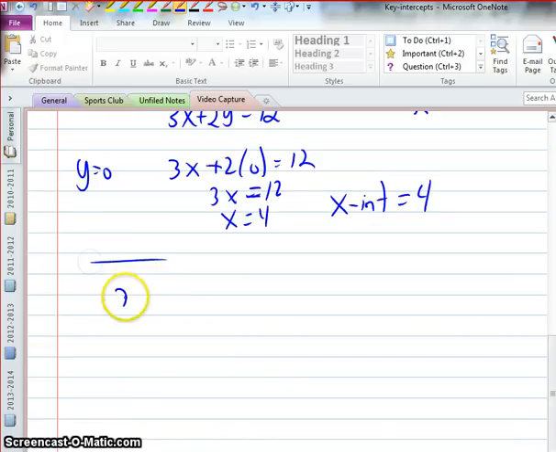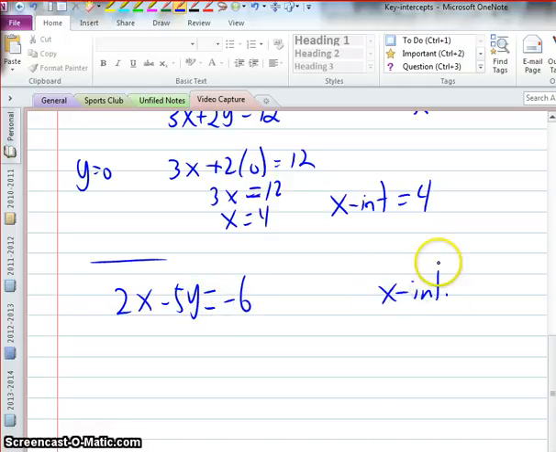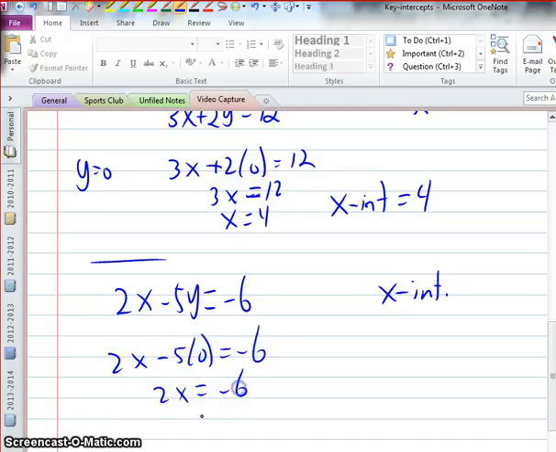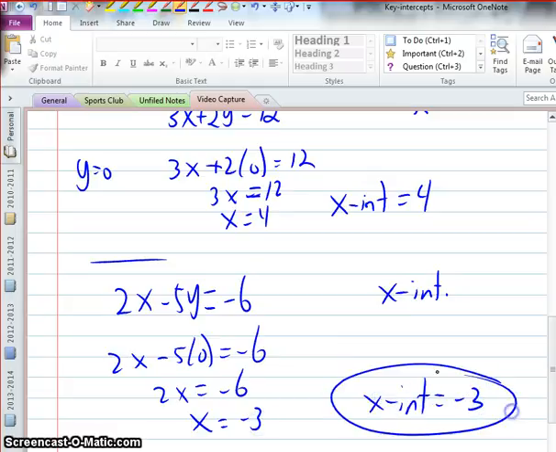So let me give you another example. 2x minus 5y equals -6. And I say, find me the x-intercept. You then simply make the y equal to 0, which makes that term go away. And you can then say that, well, the x-intercept is -3.